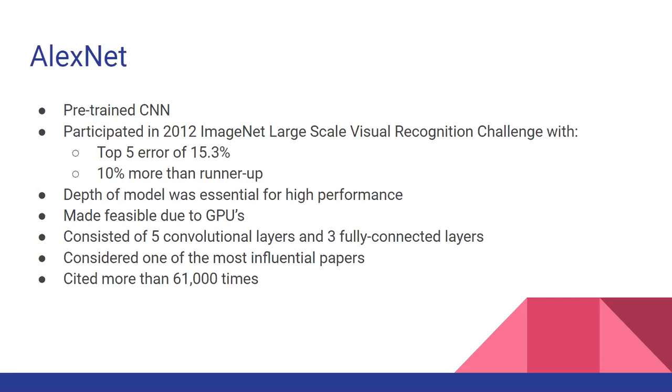And AlexNet consisted of 5 convolutional layers and 3 fully connected layers. And here are 2 more interesting fun facts. It's considered one of the most influential papers in the AI world, and it was cited more than 61,000 times.